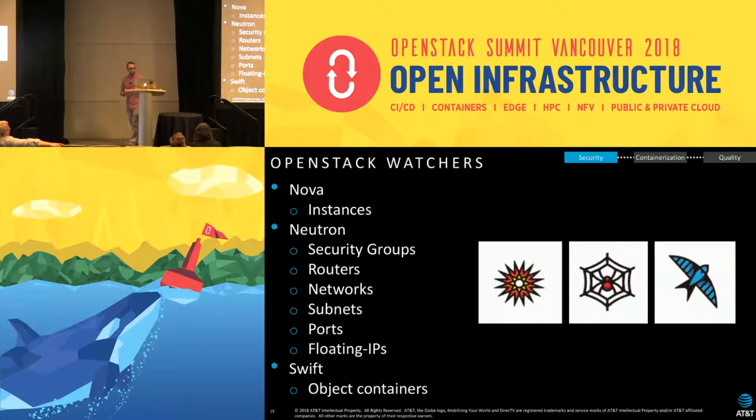So we started looking at what capabilities made sense, at least for my initial release, to put into SecurityMonkey. What we currently have are Nova instances and a bunch of Neutron, so clearly security groups. We added routers, networks, subnets, ports, floating IPs. And then Swift, we put in support for object containers.